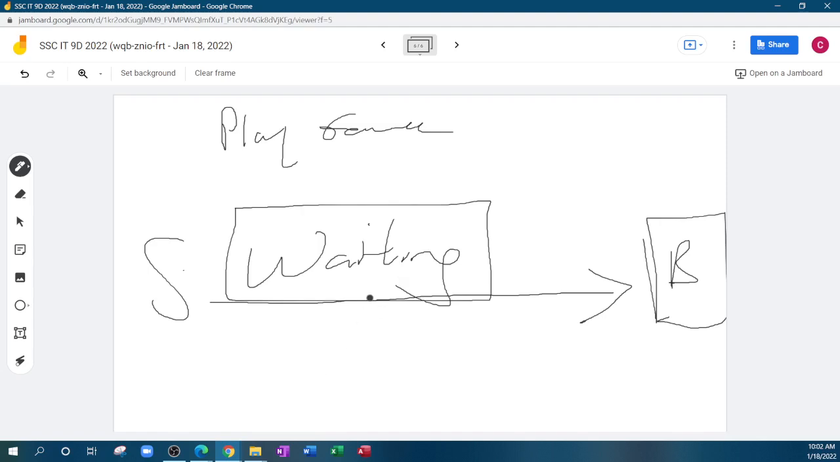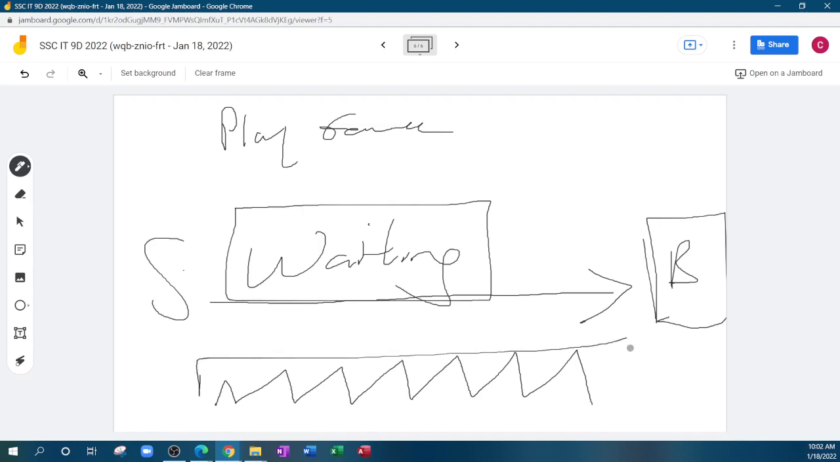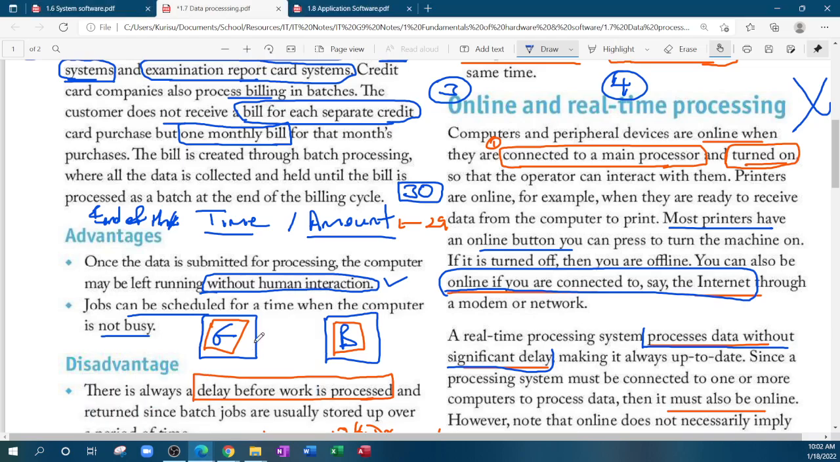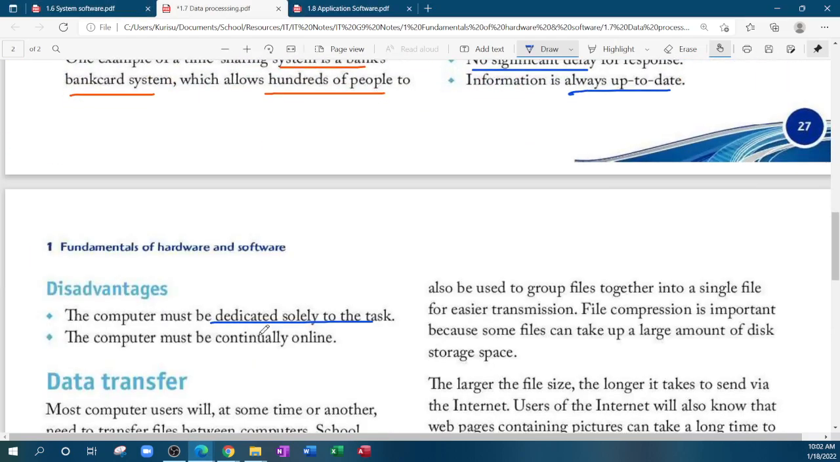But with a real-time system now, it is going to be processing all the time. So something like this here is going to be processing all the time. So there is no waiting period. So the system is working all the time, constantly all the time working. So you can't just go and use the system when it's idle and use it for something else, because it's constantly working.